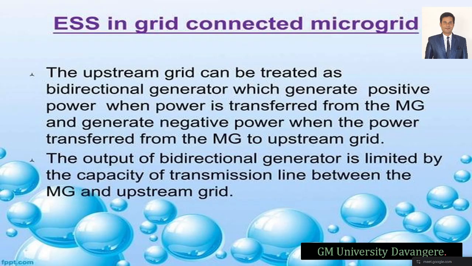So this is how the ESS in the microgrid will be connected to the upstream, which can be treated as bidirectional. Okay, so the output of the bidirectional generators is limited by the capacity of the transmission lines between the microgrid and the upstream grids. That is what tells how we are going to connect these grids in different fashions, to increase the capacity of the transmission in the grid itself, with the microgrid and the upstream grids.